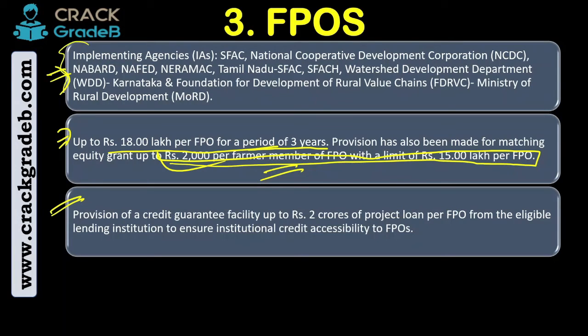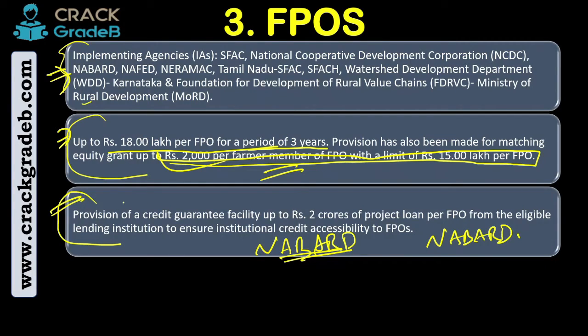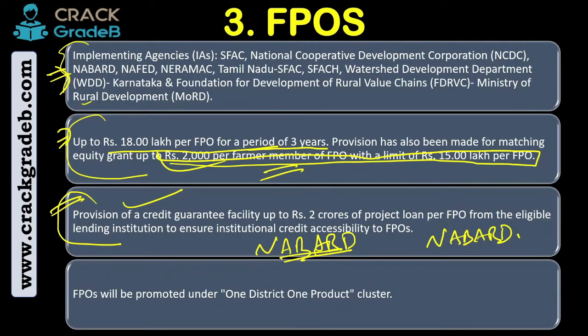Now see why multiple implementing agencies. One agency will implement this, the other one would implement that. This would be implemented by NABARD, which is more important. That is why I have mentioned it, right? So NABARD is going to implement this credit guarantee facility. Now, FPOs will be promoted under the One District One Product cluster. This is also very important. So when you write something about One District One Product, do not forget to mention FPOs. And also do not forget to mention that the government has planned 10,000 FPOs in the next 5 years and the target year is 2023-24. Okay, do not forget these two things at least.